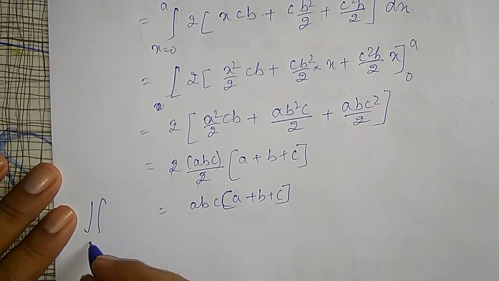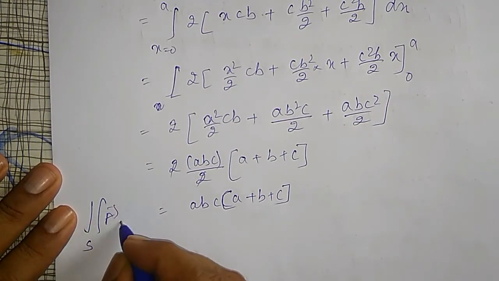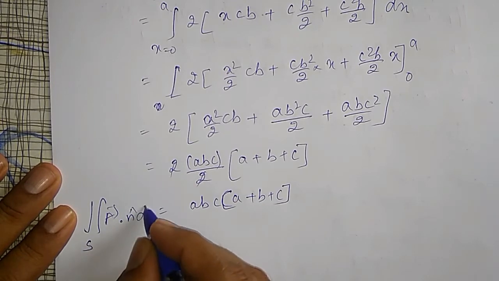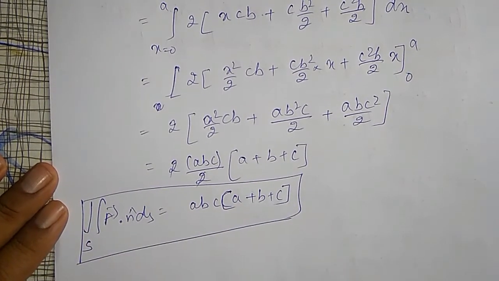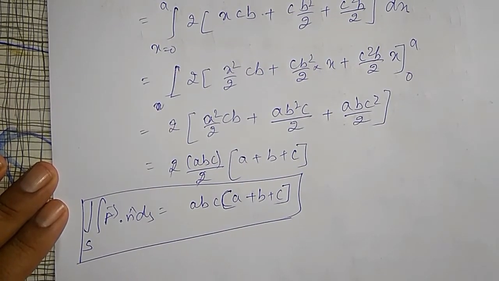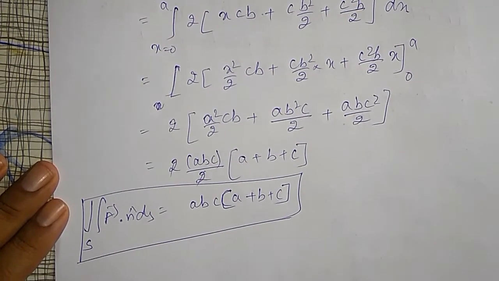Integration over a surface is f dot n cap ds. Okay, this is how to use the Gauss divergence theorem. Okay, another example I am going to solve here.